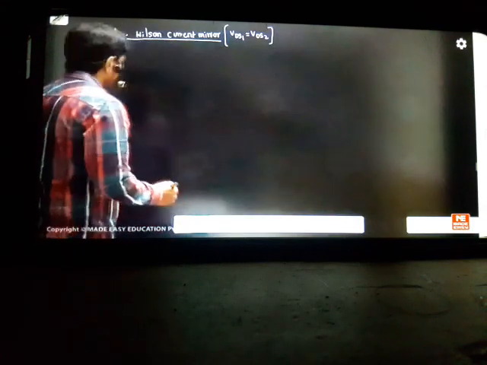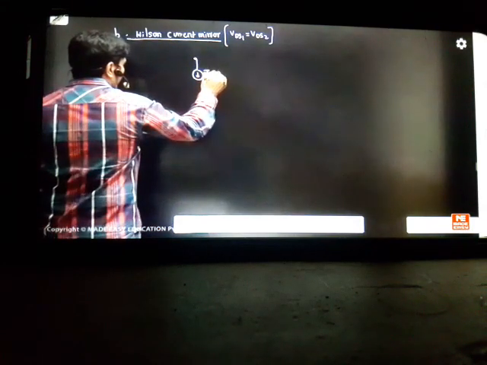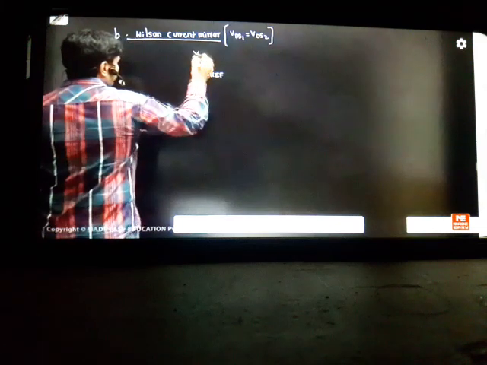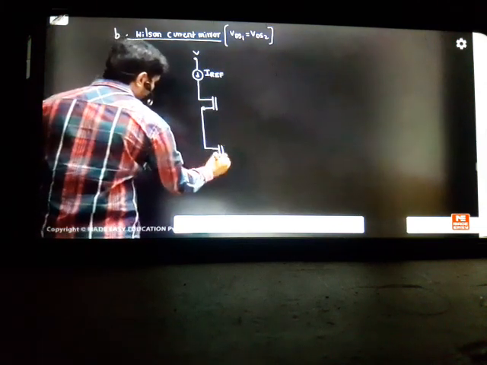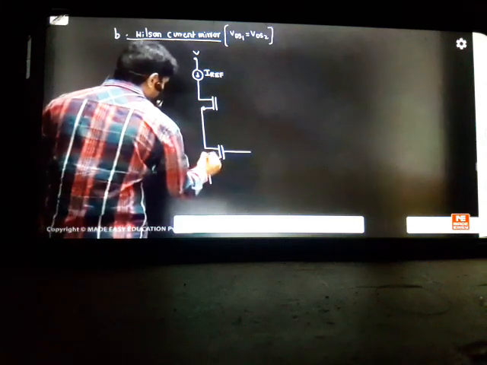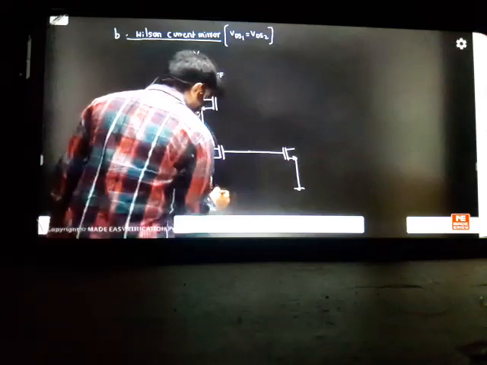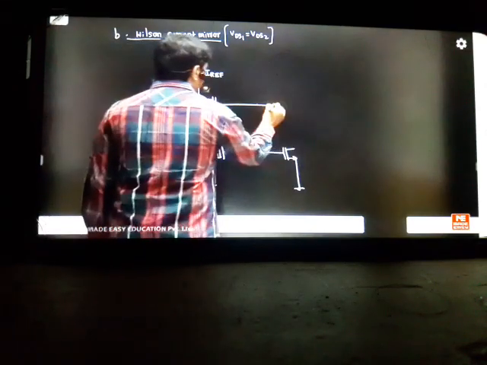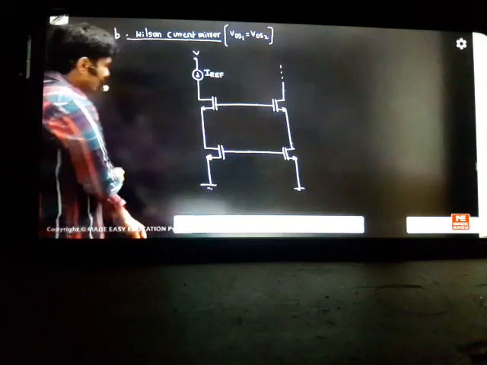How we made VDS1 and VDS2 the same. See the trick now, how we design the circuit. This is your reference current I have taken directly. This is I reference. Next he has taken one MOSFET, and one more MOSFET. Two MOSFETs he has taken. Here one MOSFET, and here one MOSFET. Like this he has taken the MOSFETs.